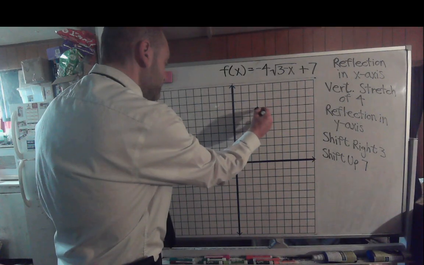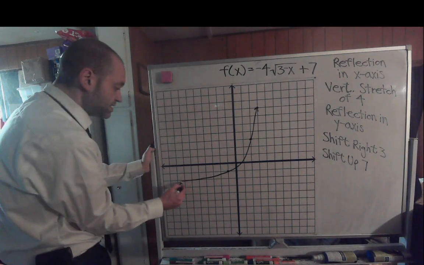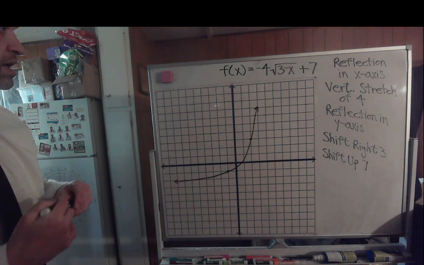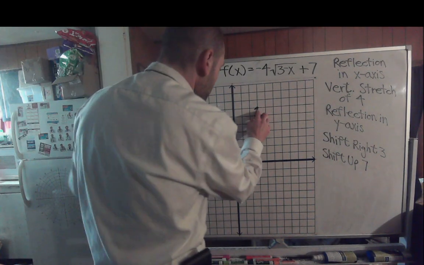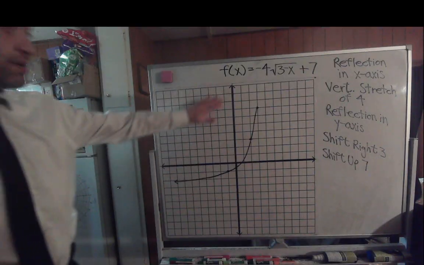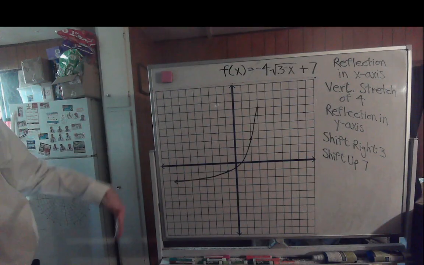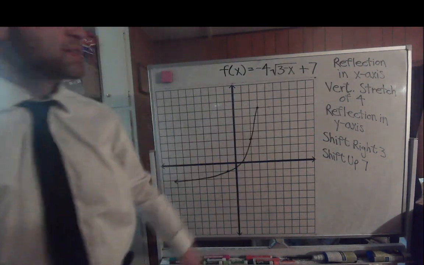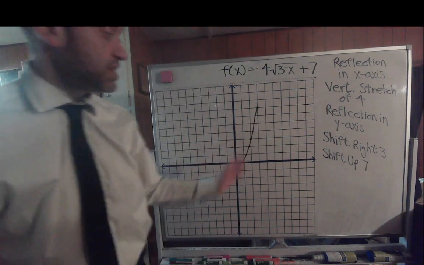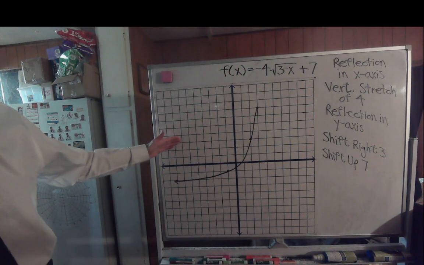So yeah, here's going to be a real hot mess. Whoops, it doesn't continue there. That's where it starts. I don't need the arrow. All right, so here's my graph of the original f of x equals the square root of x, reflected in the x-axis, vertically stretched by 4, reflected in the y-axis, shifted to the right 3 units, and shifted upward 7 units. So what a mess, huh?